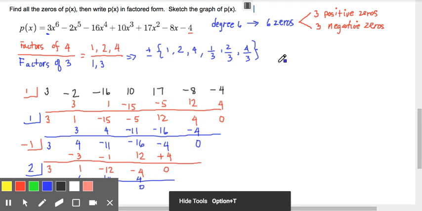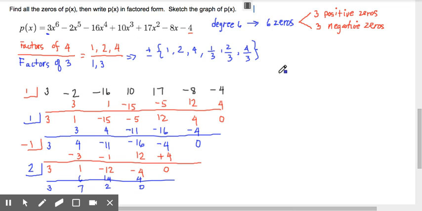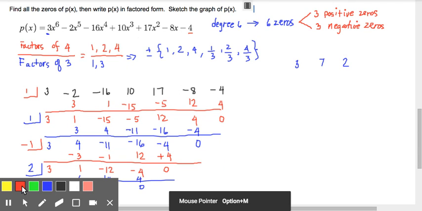So let me bring over our result, our last row of numbers. So we have 3, 7, 2. These are our last row. We could put the 0, but we don't really have to.